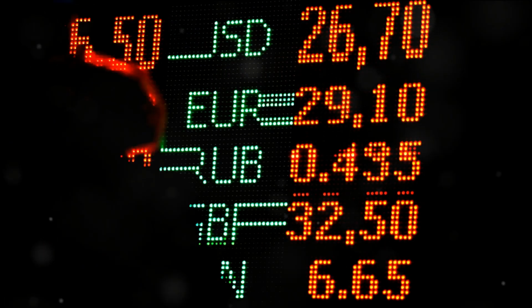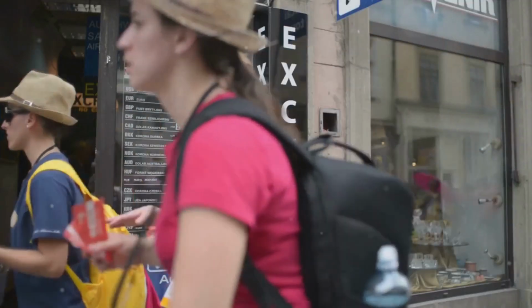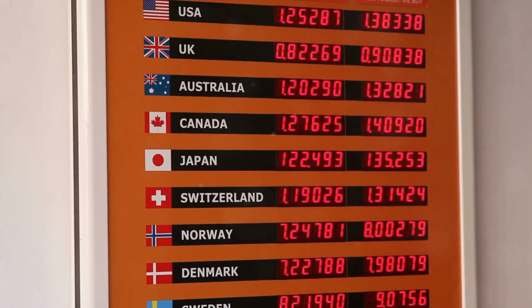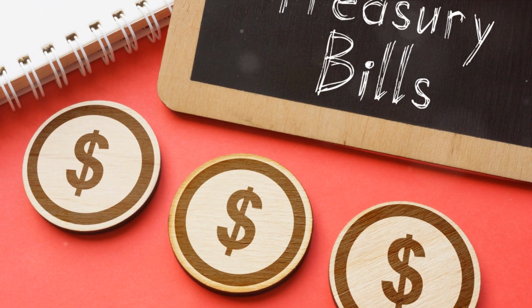Next, we have exchange rates, the price of one currency in terms of another. These rates are influenced by a multitude of factors, from interest rates and inflation to political stability and economic performance. A shift in any of these can cause ripples in exchange rates, impacting the value of currencies across the globe.